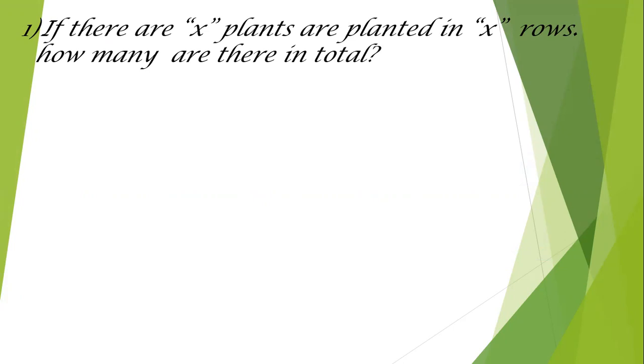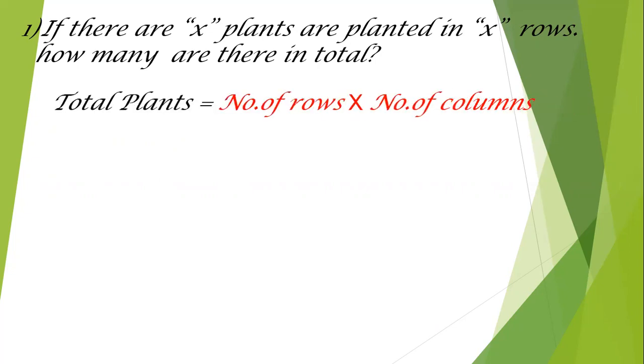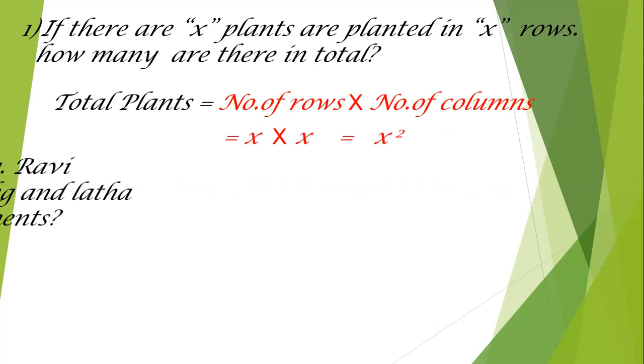Please watch carefully. If x plants are planted in x rows, how many are there in total? In the previous examples also we saw that you just multiplied the 5 students by 5 benches and got the answer. In the same way, x plants are planted in x rows. So how many are there in total? The total plants equal the number of rows into the number of columns. So here x into x we get x square. So there are x square trees in that garden.